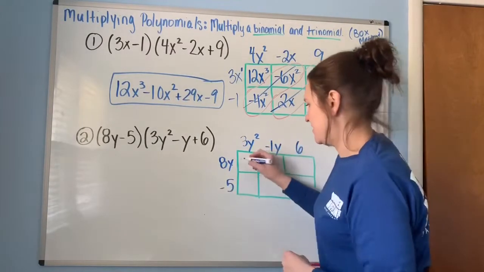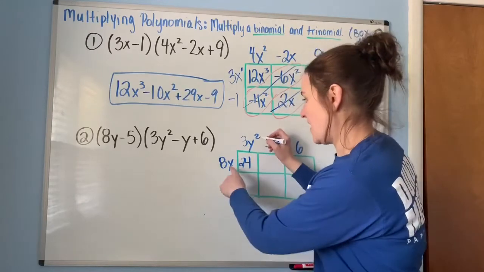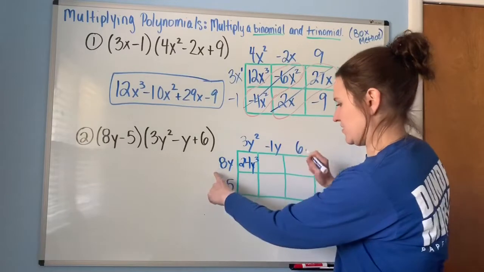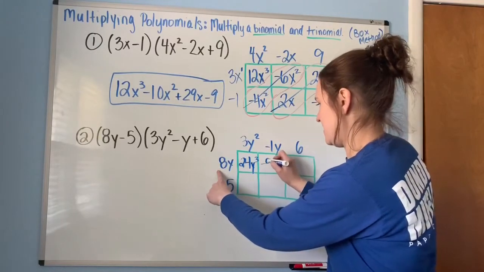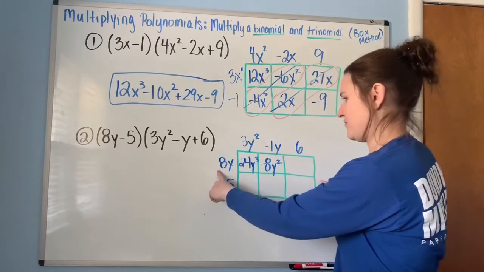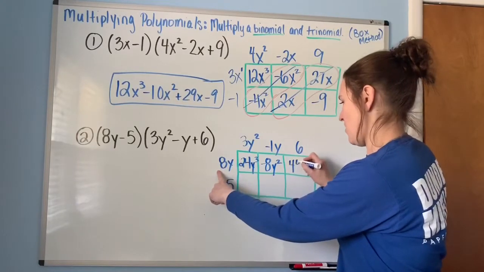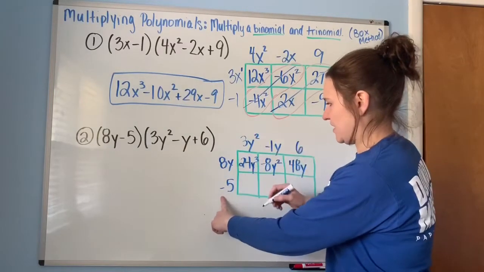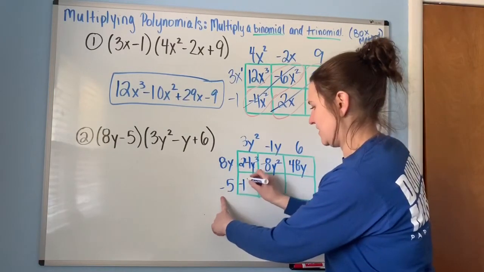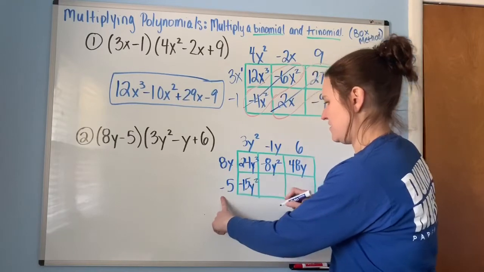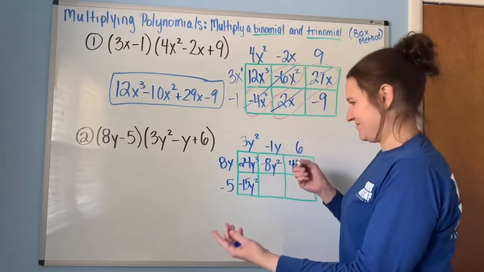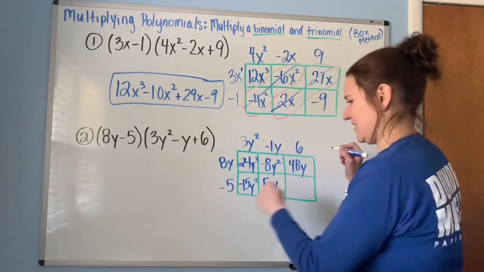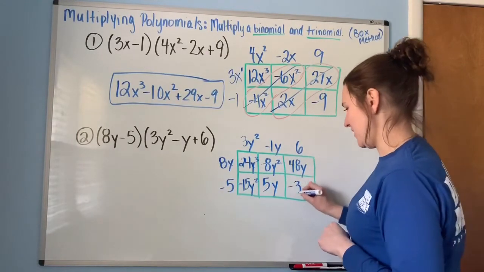8 times 3 is going to give me 24. Y squared times y is going to give me y to the 3rd. Right across the top, we're going to have -8y squared. And then we're going to have 48y. Bottom row, -5 times 3y squared is going to give me -15y squared. -5 times -1y. Negative times a negative gives me a positive, so I have a positive 5y. And then -5 times 6 gives me -30.